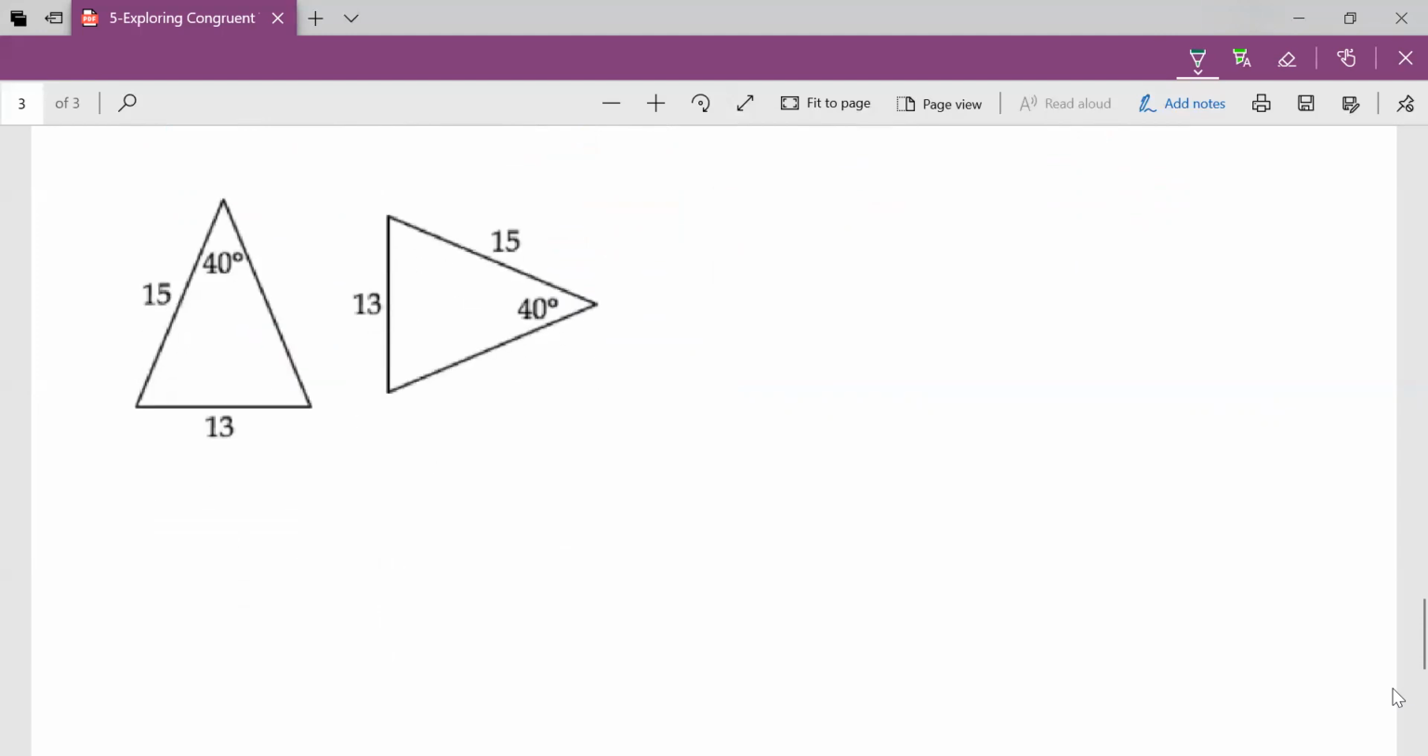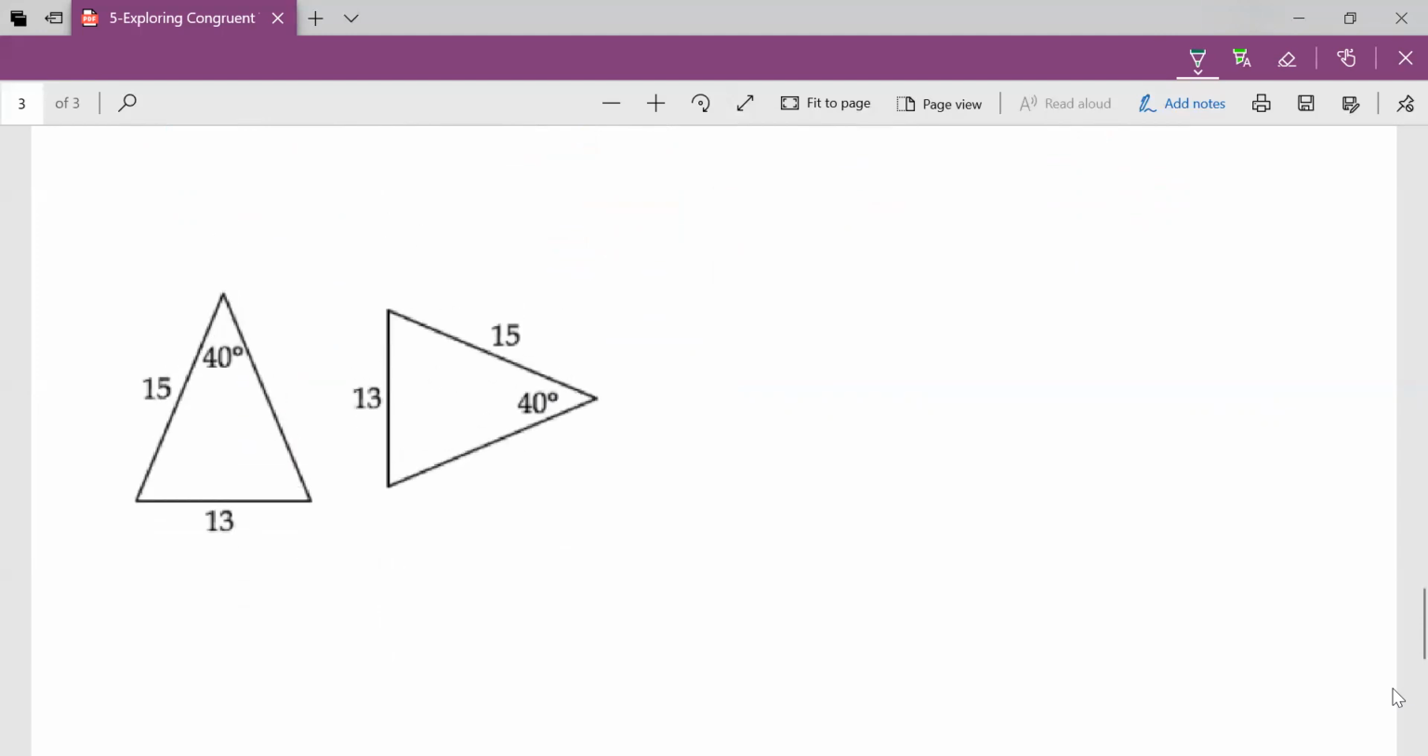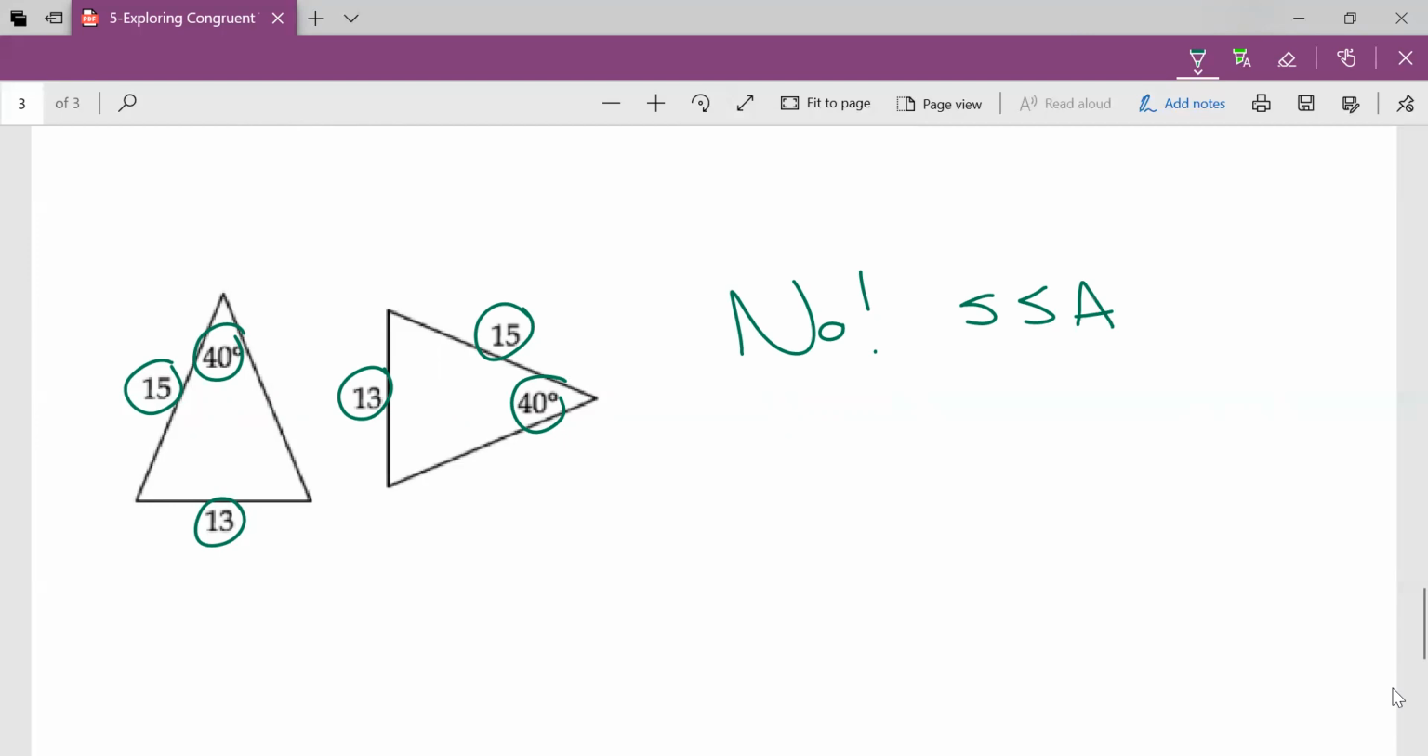Okay, what about this one? Well, what I have here is side, side, angle. No, you cannot prove for certain then that these two triangles are congruent. This is side, side, angle. It's no bueno. We can't do it. So again, you are only allowed to use side, side, side, side, angle, side, and angle, side, angle.